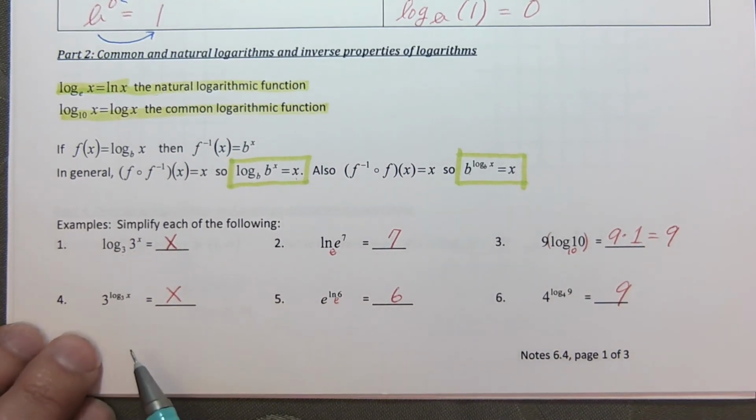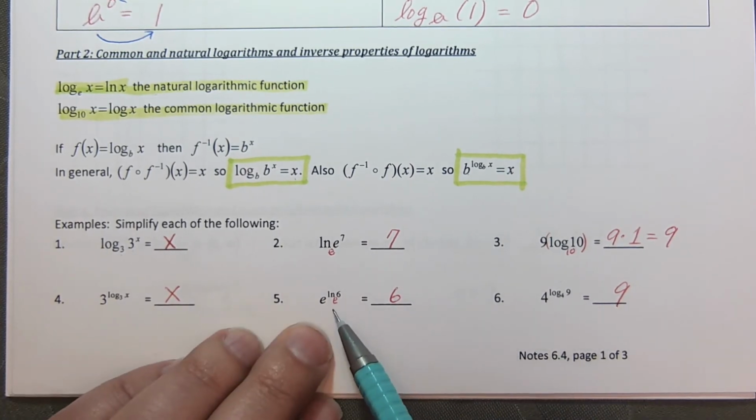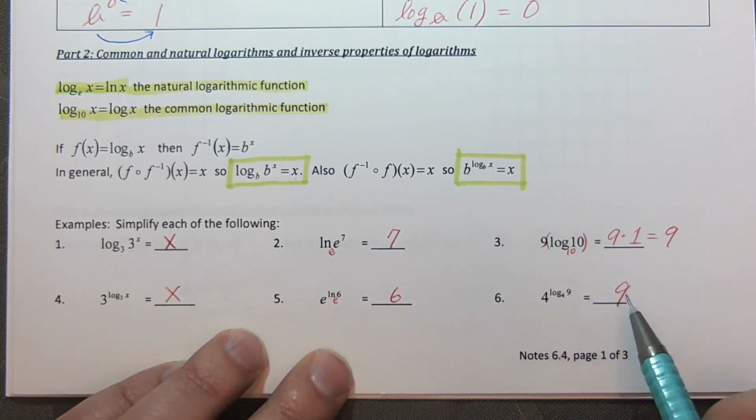Here we're going in the other direction. Here we have 3 raised to the log base 3, so again, they're inverses, they cancel. Here, natural log is base e, so again, they cancel. And here, you can see they cancel as well.